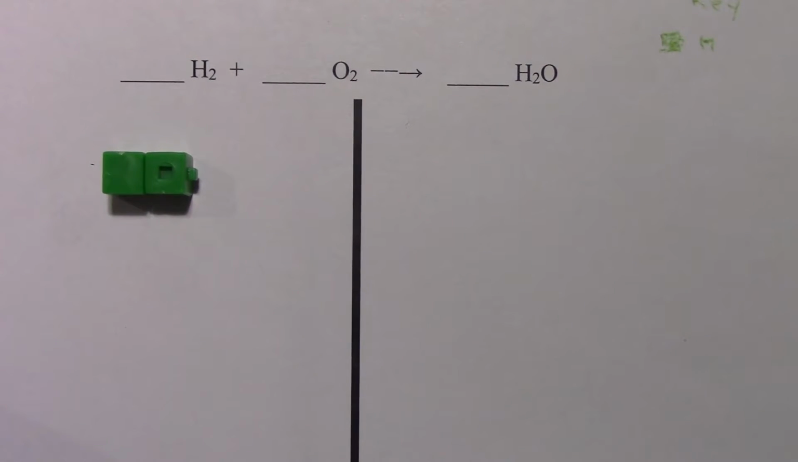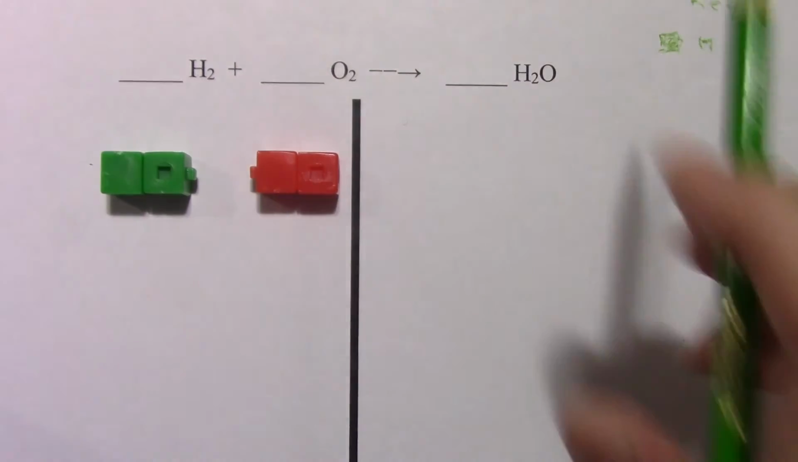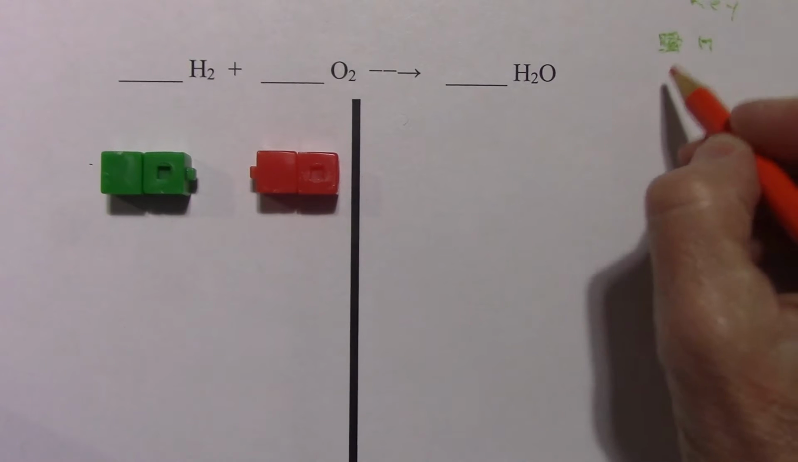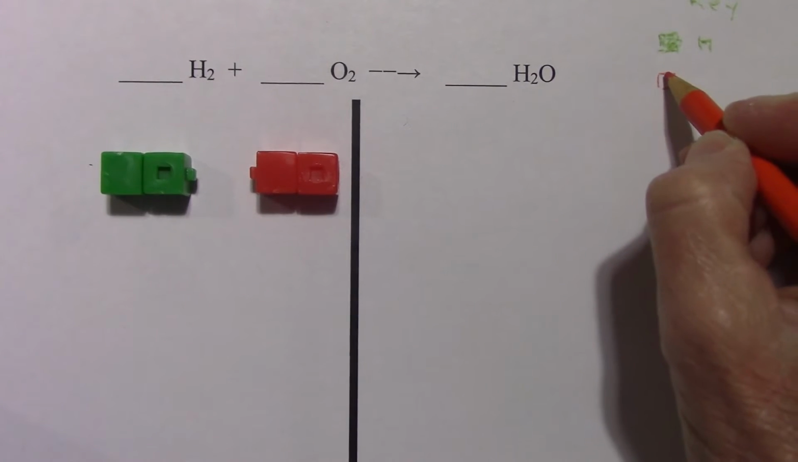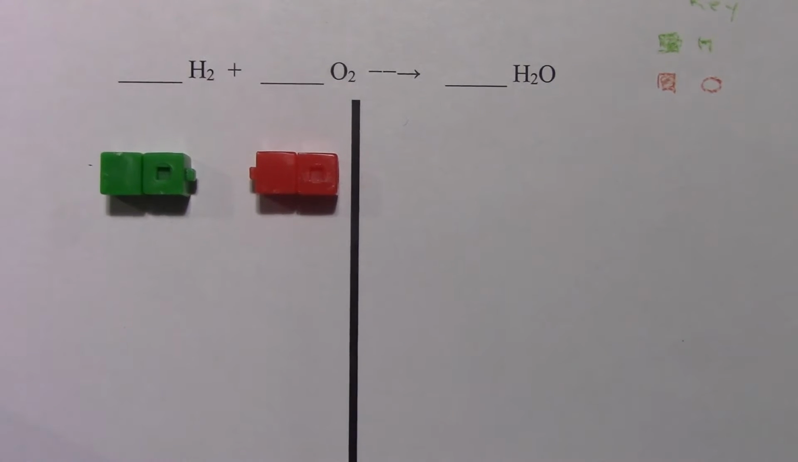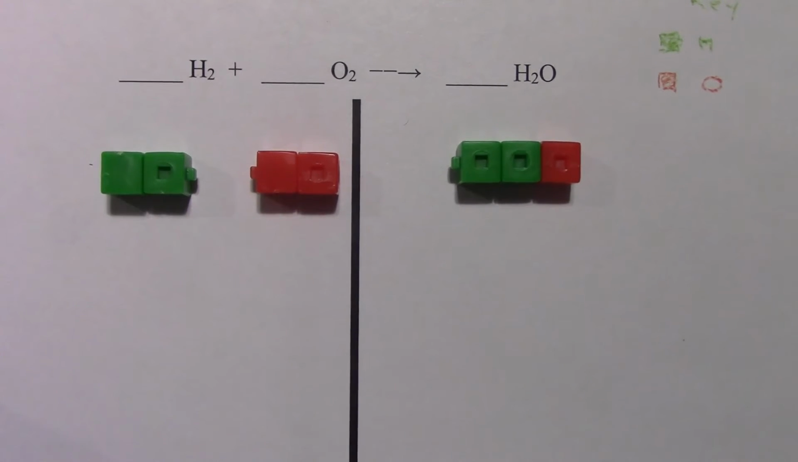It's my little key, so I can keep track of what's what. And then for oxygen, I'm going to represent that with orange. So I'll say my orange is going to represent oxygen. And then for my product, I have two hydrogen and an oxygen. So it's going to look like this. I'm not worried about the electrons, the configuration. I'm just looking at the number of atoms.